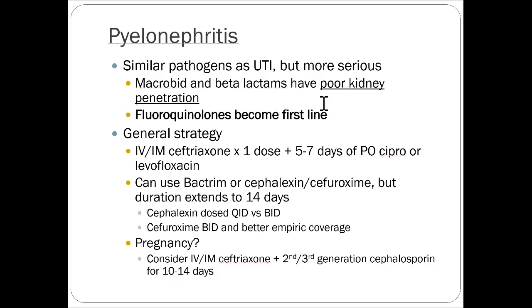If somebody's pregnant, basically just going to stick to the cephalosporins and usually use higher generations to make sure you're going to catch that E. coli. In case you're wondering, a second or third generation cephalosporin like ceftriaxone has like a 98% coverage rate of E. coli, so it's almost a sure thing that it's going to work.